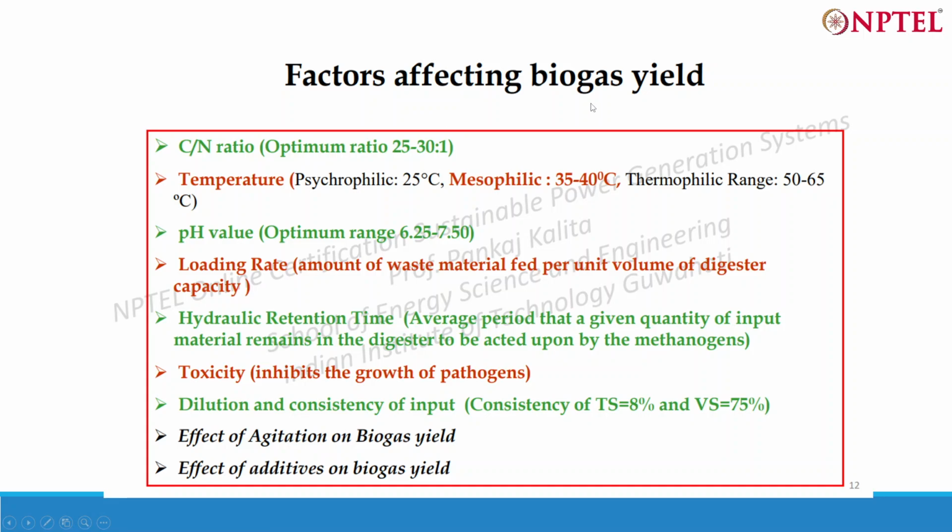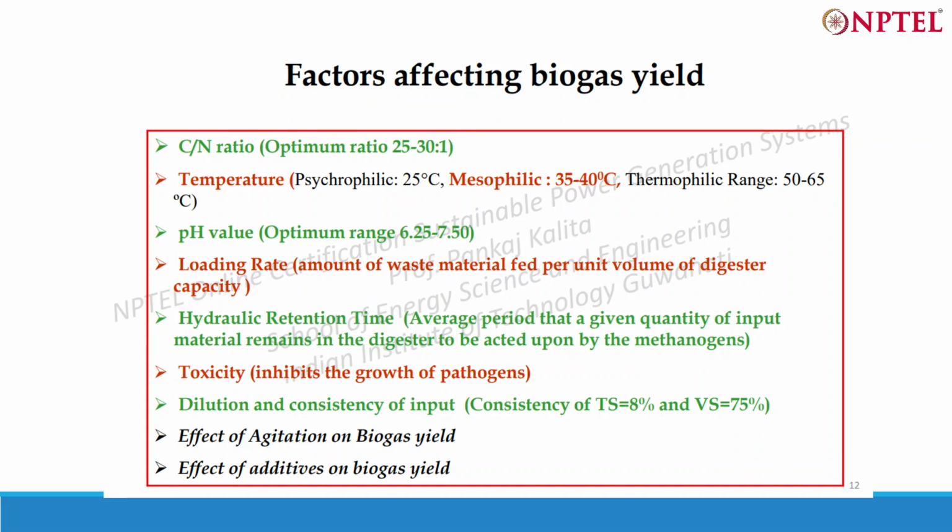So the factors affecting biogas yield: first is the C by N ratio. It should be optimum, varying between 25 to 30 to 1. Then temperature: the psychrophilic zone is 25 degrees Celsius, mesophilic is 35 to 40, and thermophilic is in the range 50 to 65. The pH value should be between 6.25 to 7.50.